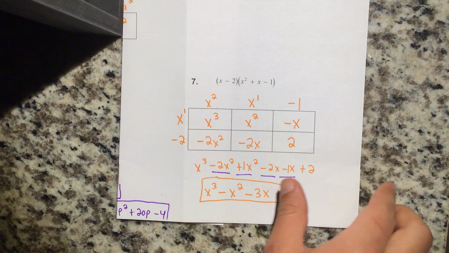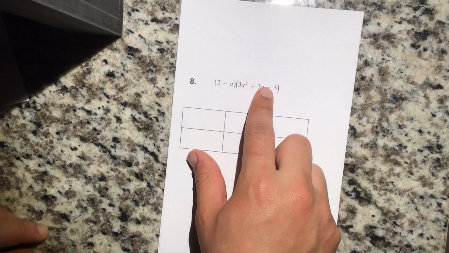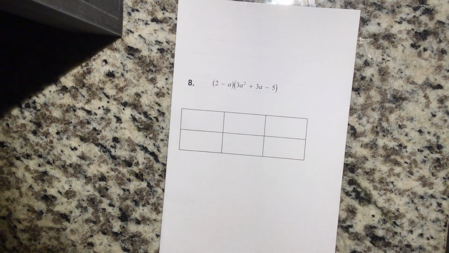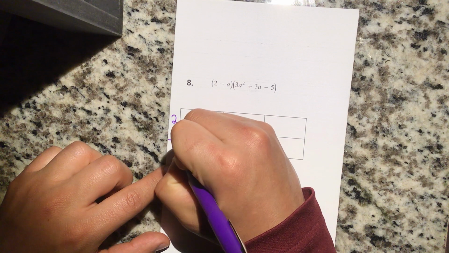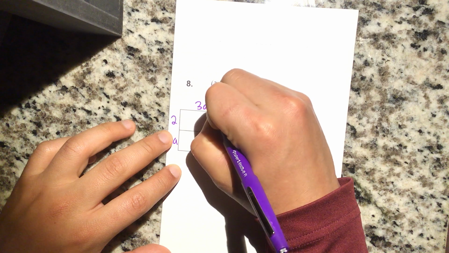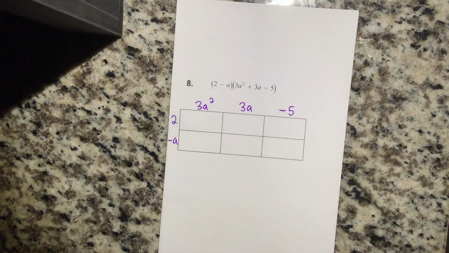Now, we have one more to do. I know this is long, bear with me. Last one, okay? Again, it is a binomial times a polynomial, right? The 2 terms, and then I have 3 terms here, okay? Last one, I promise. So we're gonna set this up just like we've been doing. So I have 2 and then minus a, okay? And then on the top row, I'm gonna have 3a squared, 3a, and minus 5. Eventually you get pretty quick at this, okay? So I'm gonna do this one a little bit quicker.